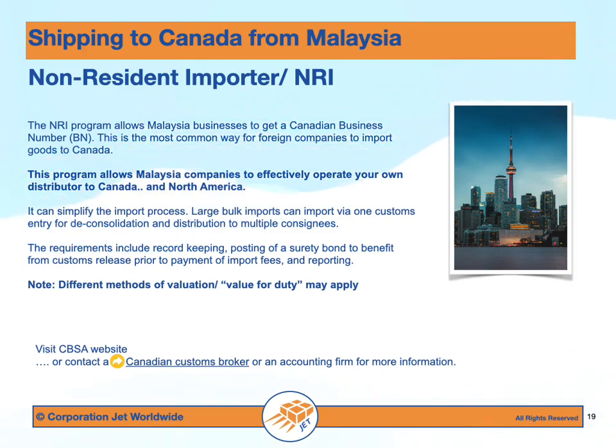Imagine sending your Malaysian origin goods in bulk to Jet Worldwide via low-cost ocean, clearing the goods as a non-resident importer, and having your order shipped on demand across Canada from Canada. Moreover, these same goods can ship from Canada to the USA direct via low-cost ground, taking advantage of the $800 duty-free threshold to the USA. That's the type of opportunity you have with Jet Worldwide.